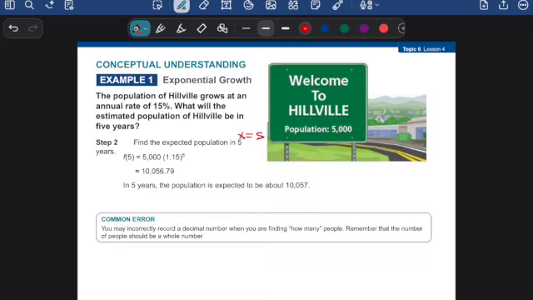We're going to plug that into our formula, and you can just type this exactly like this into your calculator. 5,000 parentheses 1.15 parentheses caret 5. So you do use that little caret for the exponent, and you should be able to do it on your calculator. If not, then do the exponent first. Do 1.15 to the 5th power, and then multiply your answer by 5,000. Okay, we get a decimal, but if we're talking about population, we're going to need to round up because we can't have 0.79 of a person, right? So we'll round up and say it's about 10,057 people.